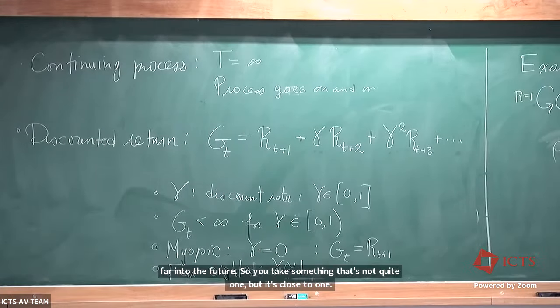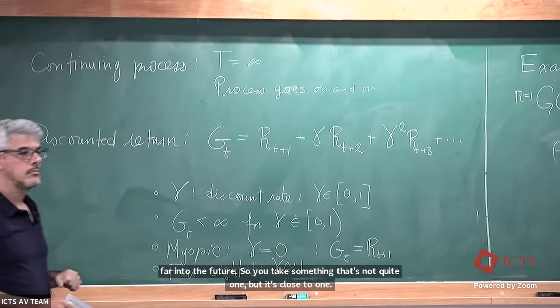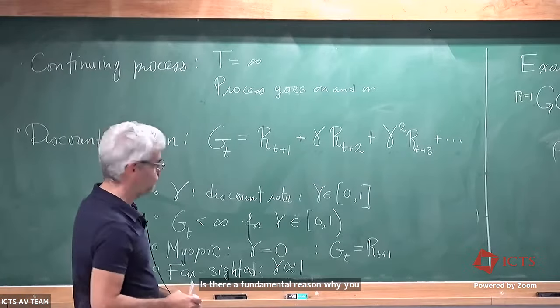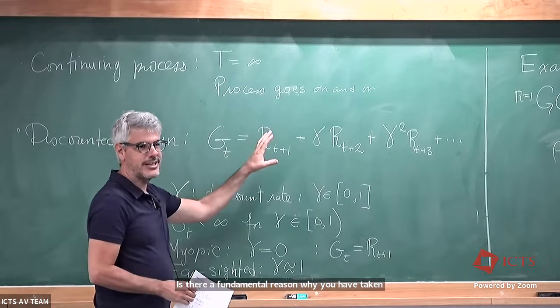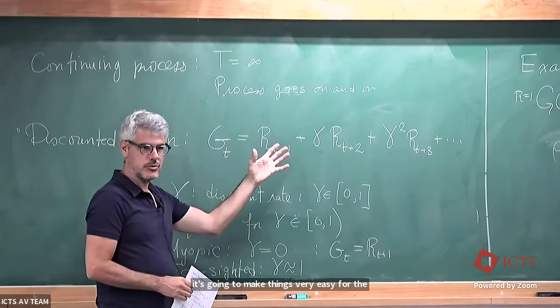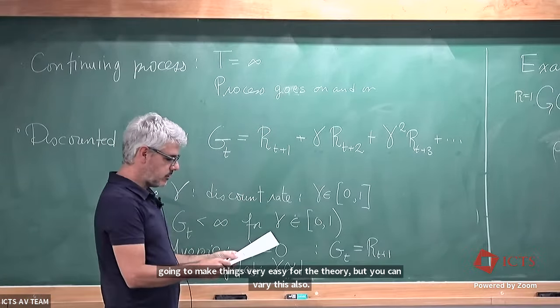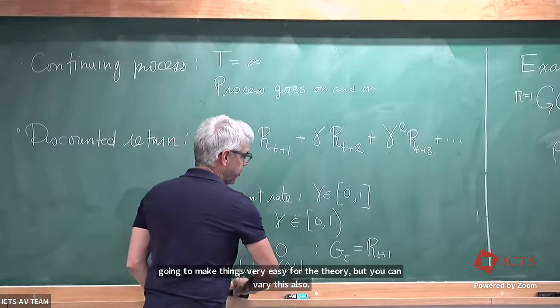Is there a fundamental reason why you have taken exponential decay and not something like polynomial decay? It's going to make things very easy for the theory, but you can vary this also. I see. Okay? So let's write this in different ways.